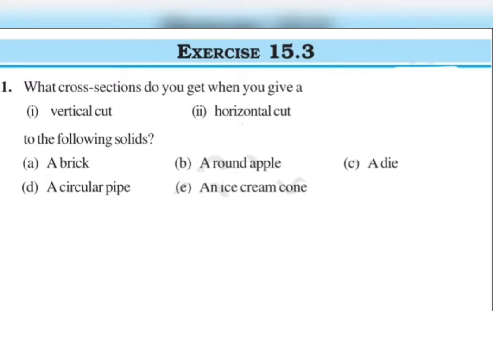So students, now I'm going to show you the images of these things which we are going to cut. We are going to cut it vertically. Vertically means from up to down. Horizontal cut means from left to right, or you may say from right to left. So when you cut horizontally, that is from left to right, that is called a horizontal cut. So what is a vertical cut? When you cut something from up to down, that is called a vertical cut.